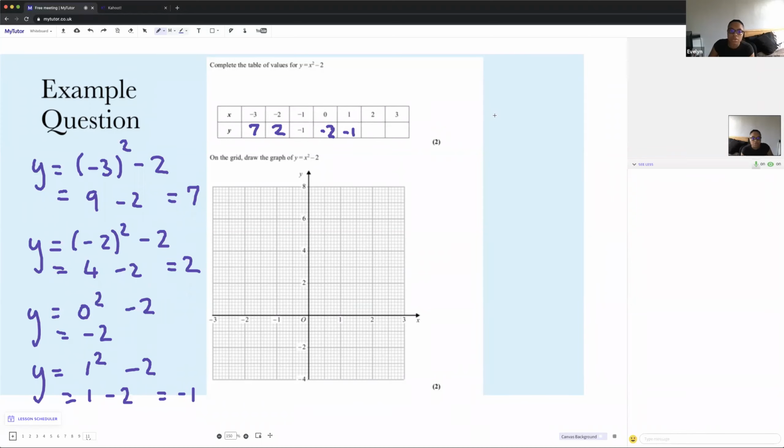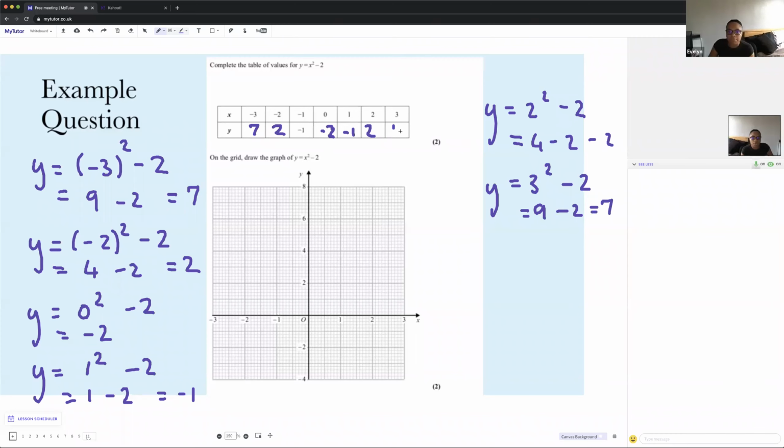And then I'll do it on the other side. Y equals 2 squared minus 2. 2 squared is 4. 4 minus 2 equals 2. And then the last one is 3. So 3 squared minus 2. So we've got 9 minus 2, which equals 7. Brilliant. So we filled out the grid. We know what all the y values are for all the x values.